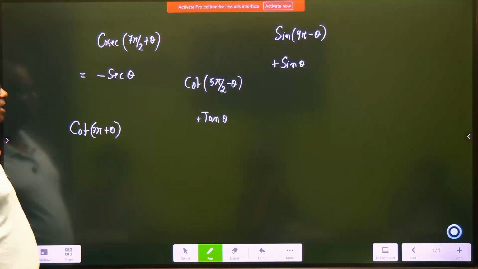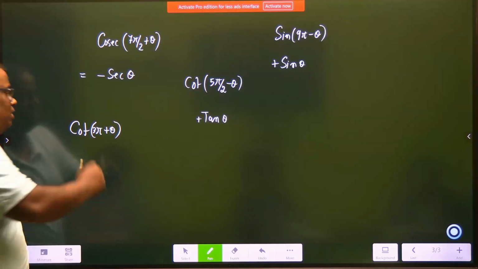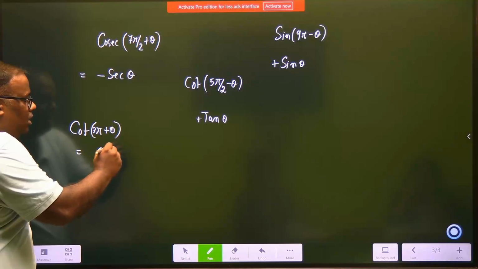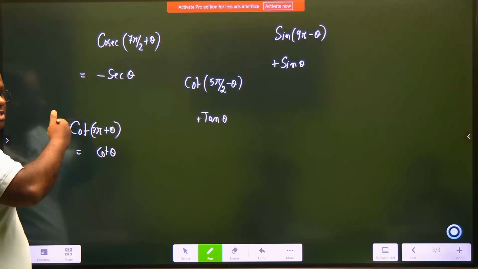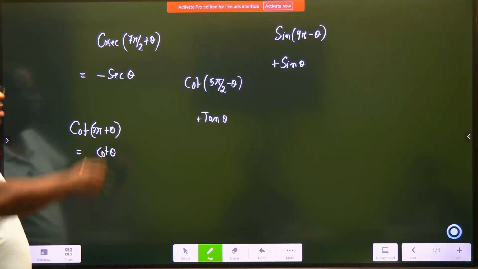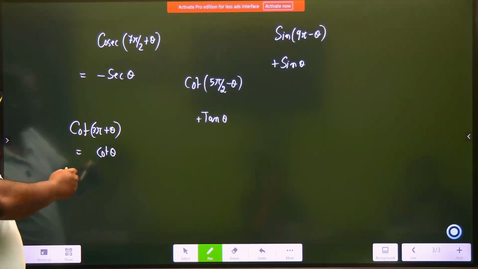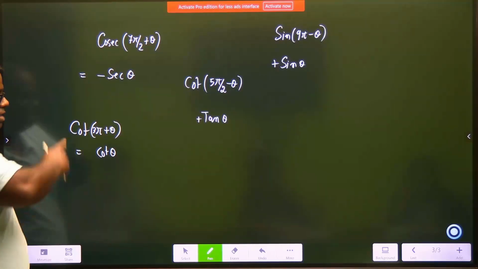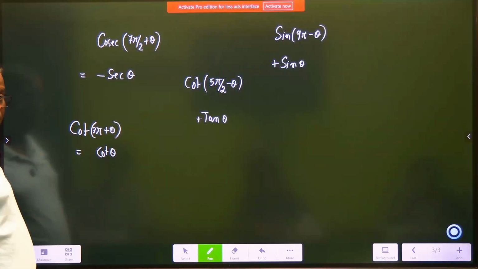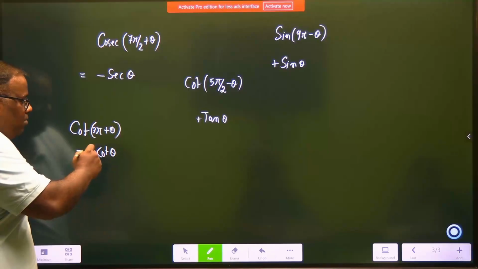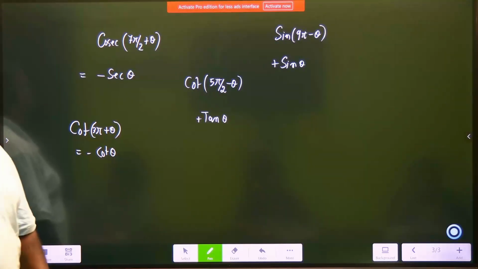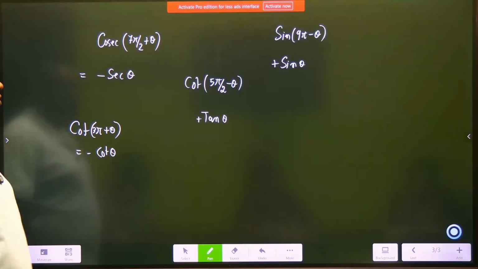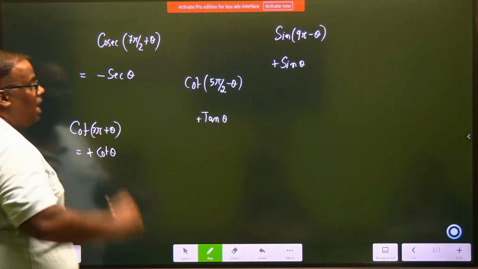Cot 3 pi plus theta means, first of all, pi plus theta. Pi plus theta, does the function change ever? No. So the function will remain as cot theta. 3 pi is always on this side. This side is always even pi's, odd pi's. 3 pi plus theta means third quadrant. Only tan is allowed to be positive. Is the parent function tan? No, the parent function is cot. So this will become negative. Is it? No, it will be positive, because tan is positive.